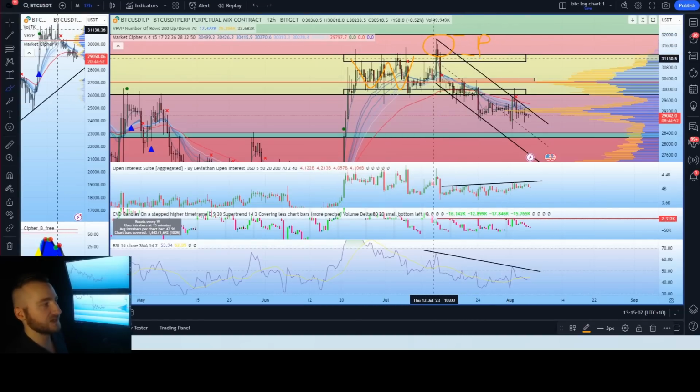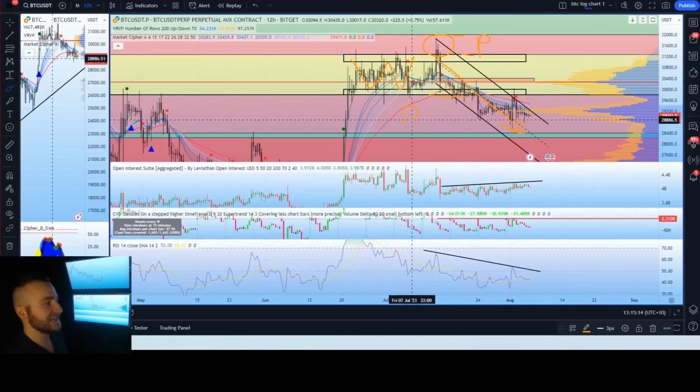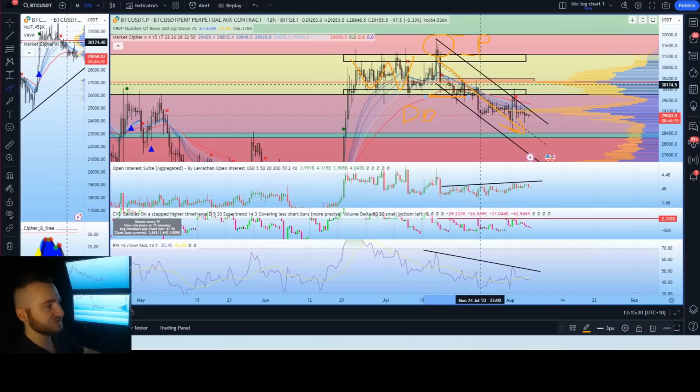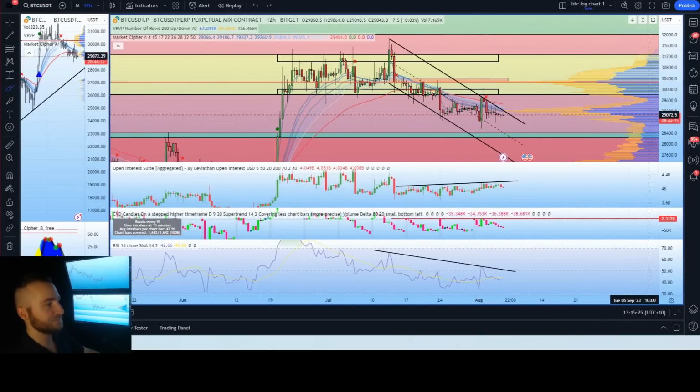Ever since then, Bitcoin has been in an overall downtrend. Upon the loss of 29.8k, we've entered a daily bearish trend, right? So under 29.8k, we've entered a daily bearish trend. This downtrend has now been in play for about 2.5 weeks. And as we can see, we've developed a parallel channel.